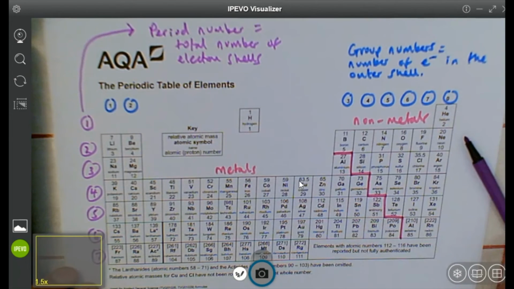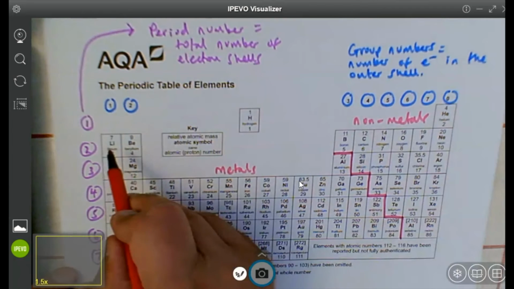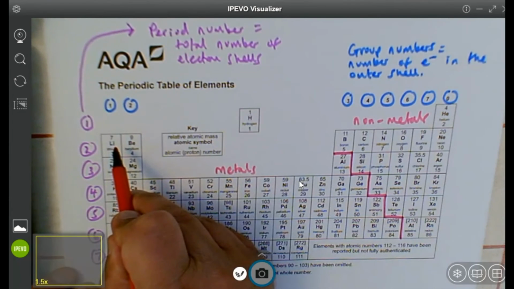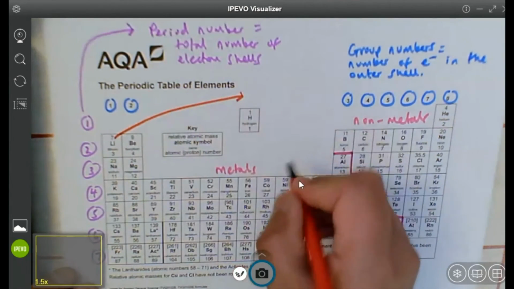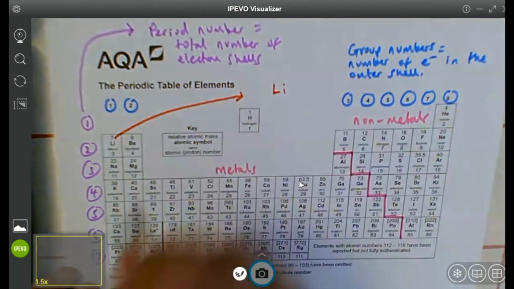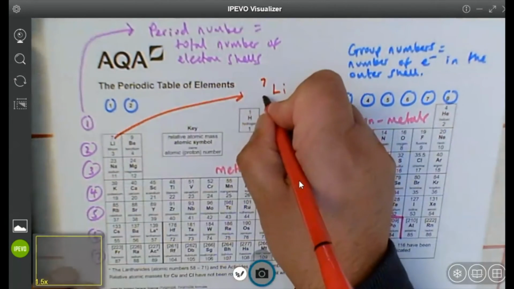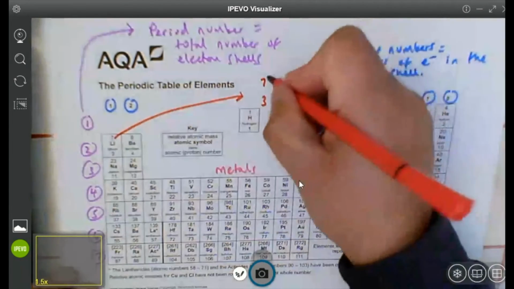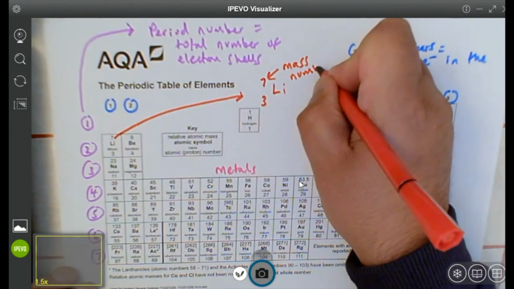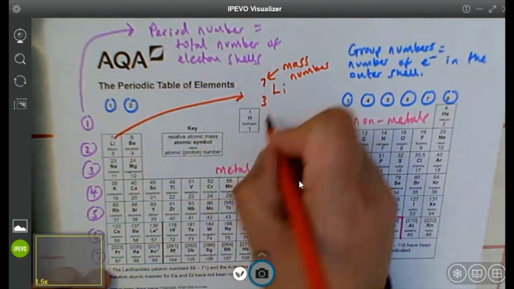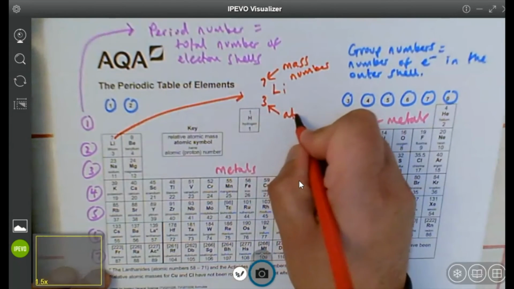And then one last piece of information which I think you should all know. With every element, these are the fundamental bits. I'm going to take, say, lithium, and bring it up here: Li, and the two numbers which are associated, 7 and 3. That 7 is known as the mass number, and that 3 is known as the atomic number.